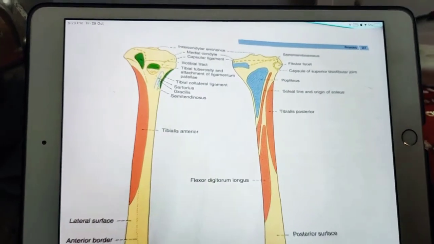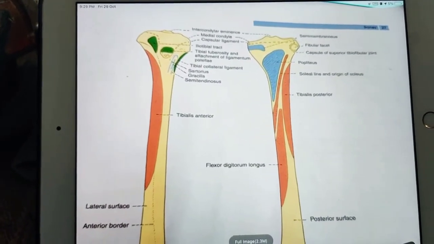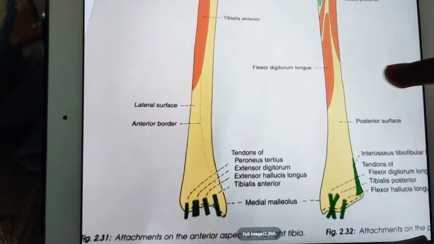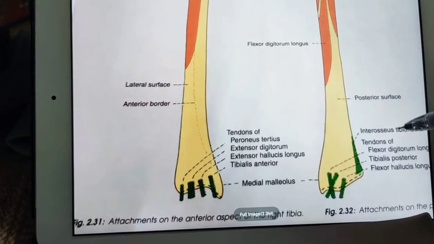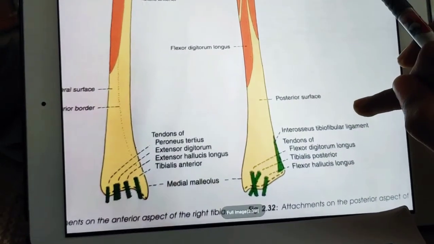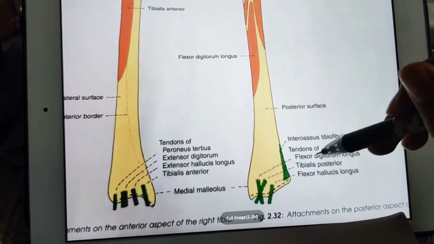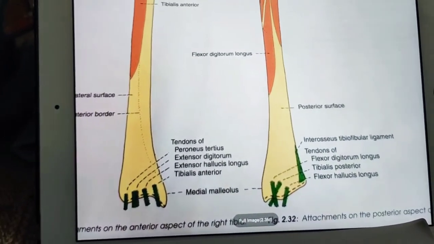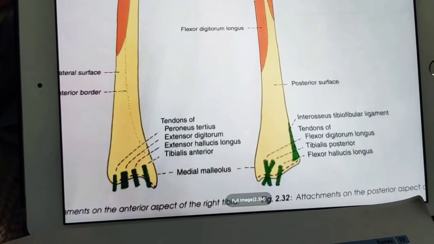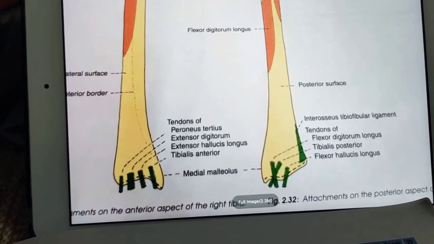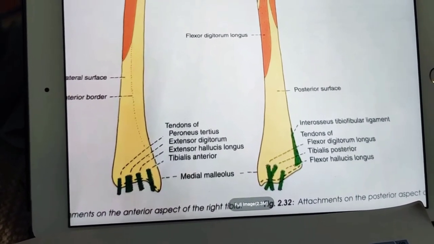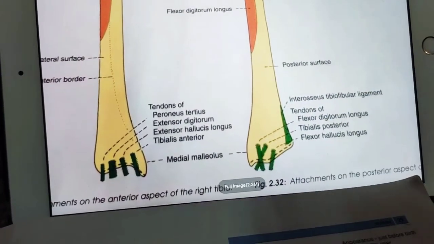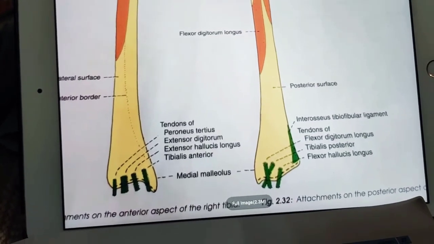Tibiofibular ligament. And next, capsular ligament of ankle joint is attached to lower end along margins of the articular surface. So here will be attachment of capsular ligaments of ankle joint. Deltoid ligament of ankle joint is attached to lower border of medial malleolus. So to medial malleolus there is deltoid ligament of ankle.